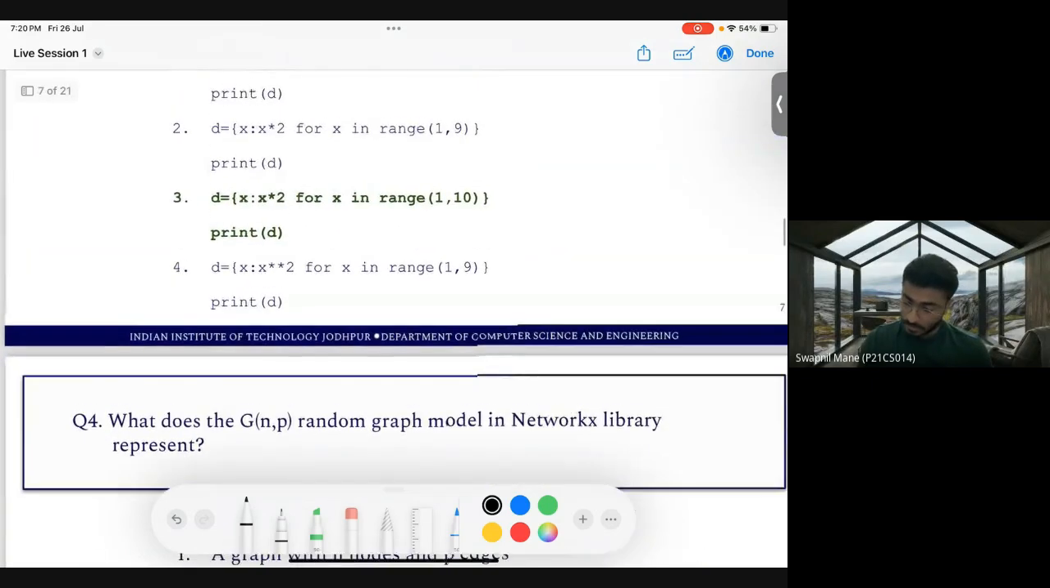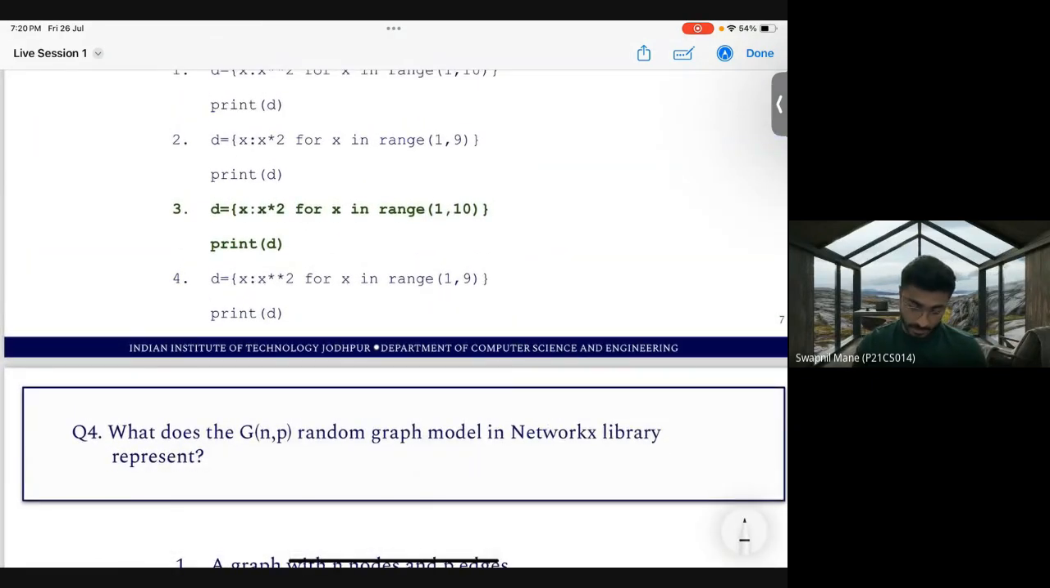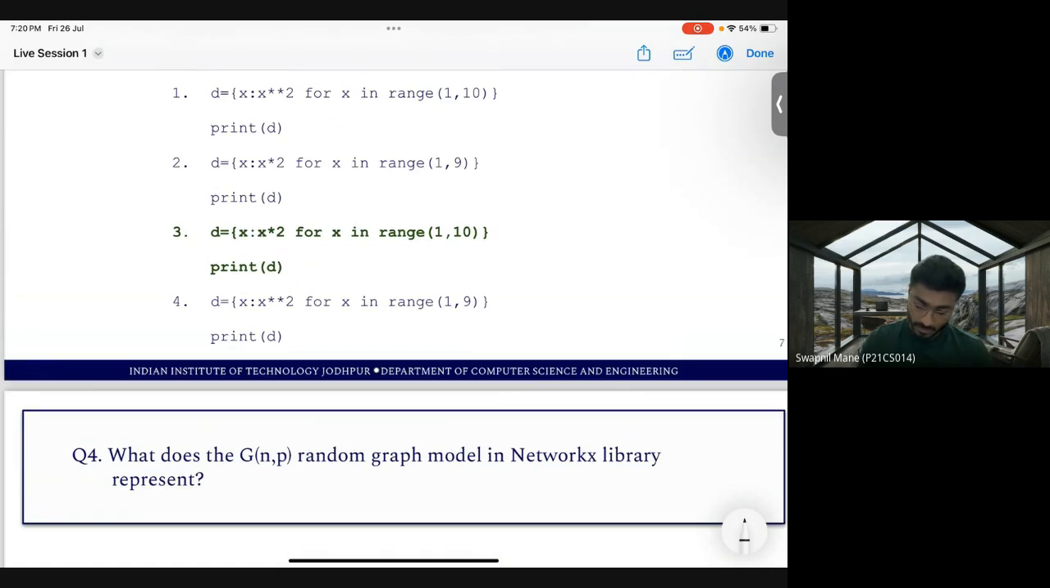Yeah. So let's move to our NetworkX library. What does the G(n, p) random graph model in NetworkX represent? First of all, tell me which functions we are using for random graph generation, from NetworkX already. Yes, anyone?